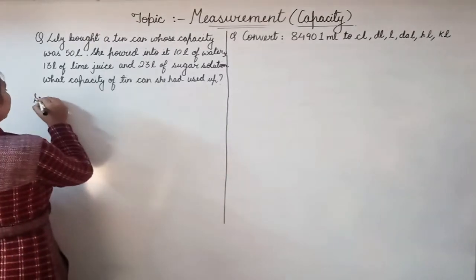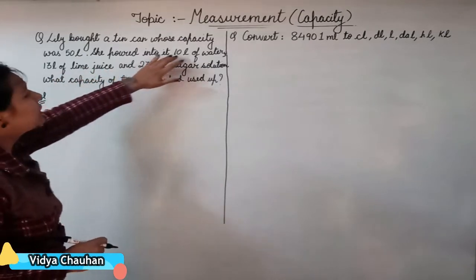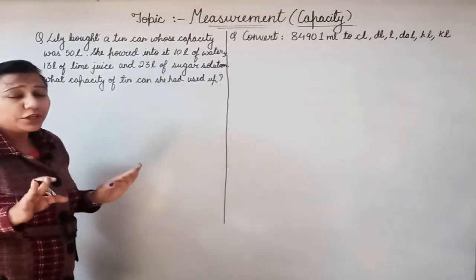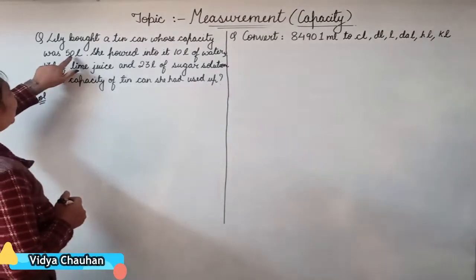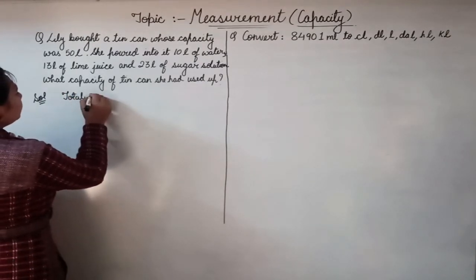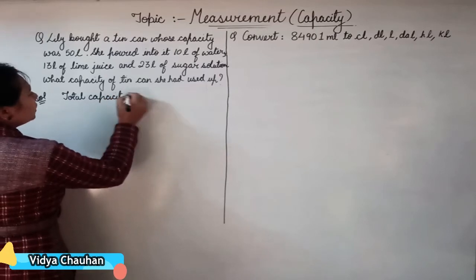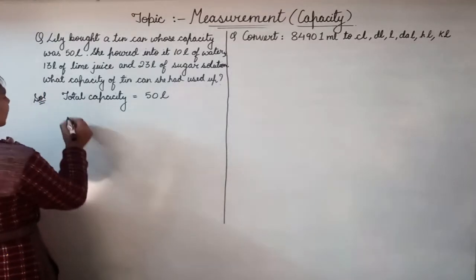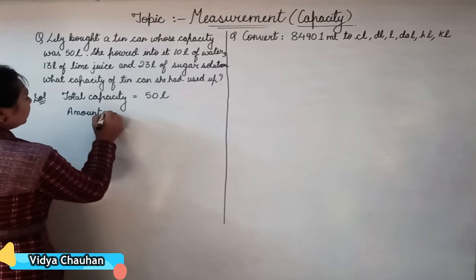So as you can see here in this question, all the values have similar units, so directly there is no need of any conversion here. We can directly start with the operations. So very first, the first statement is the total capacity. So what is the total capacity of the vessel, or you can say the total capacity of tank, which is 50 liter. After that, amount of water, how much water she poured into it.